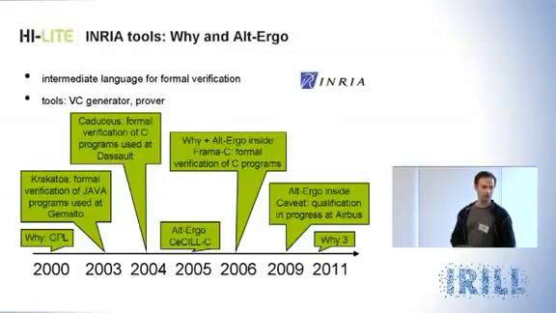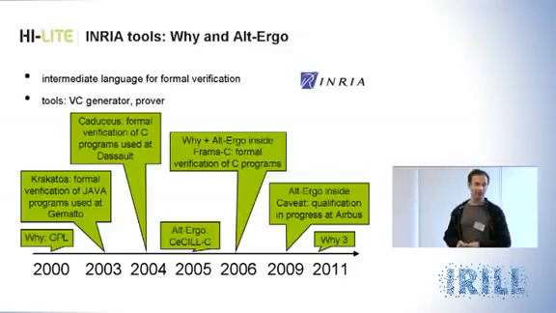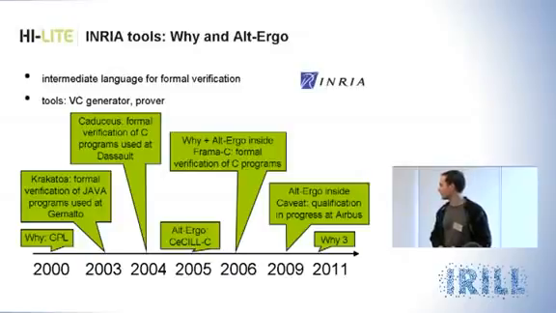Next is the INRIA tools, the Why and Alt-Ergo tool chain for formal verification. So Why is first an intermediate language, a bit like Spark, and maybe you saw in my previous diagram that the Spark tool chain for formal verification was paralleled by an INRIA tool chain, which does approximately the same things. So Why is a language, and it's also the verification condition generator, the tool that generates verification conditions. And Alt-Ergo is the prover, the SMT prover.